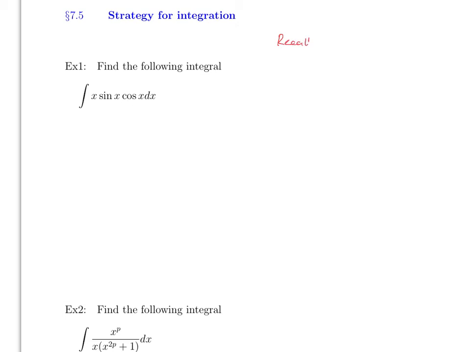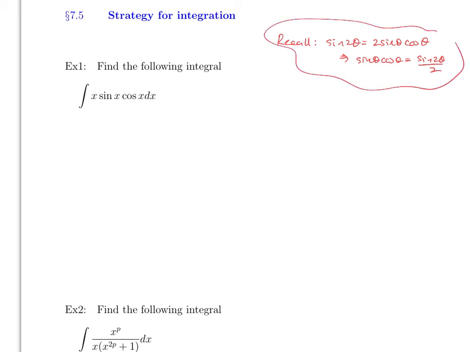Before we do this, recall we have used this multiple times. The sine of 2 theta is equal to 2 sine theta cosine theta, which means that sine theta cosine theta has to be equal to sine 2 theta over 2. Okay? We're going to use that right now to make our life easier. So my point is that this integral can be rewritten as x times sine of 2x over 2, or you can just put the 1/2 in front, and it will be x times sine of 2x dx.